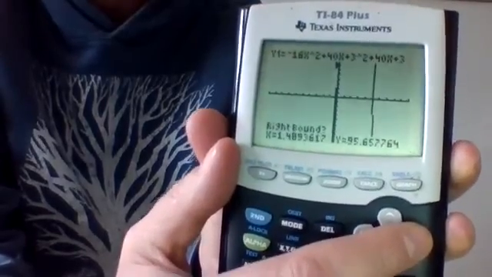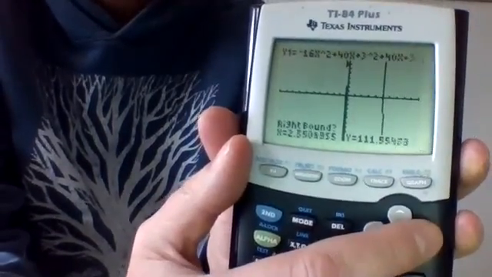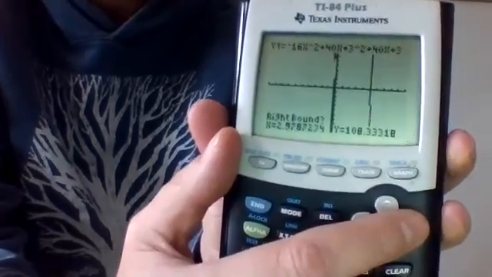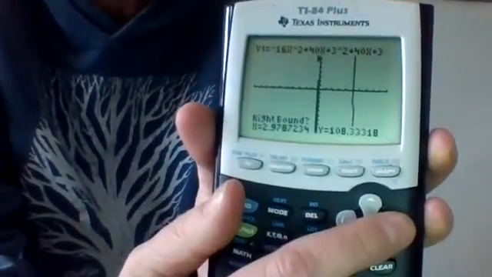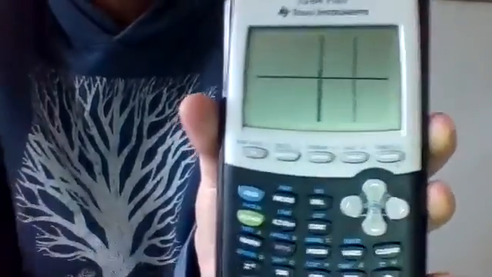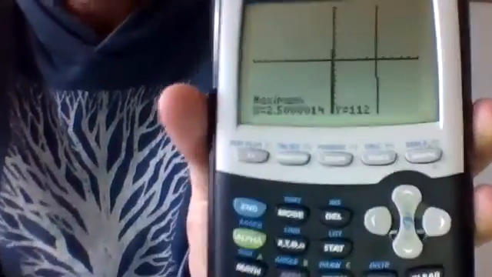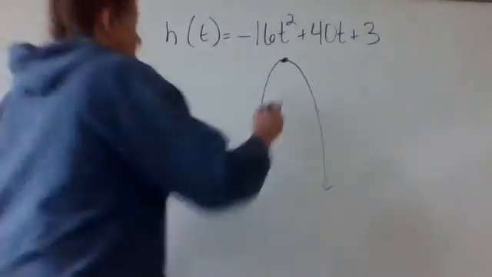So I'm still going up. 111, 111. Okay, now I'm going down. So I can keep going until I see it, but I can go ahead and hit enter because I know that I've crossed through the vertex and I'm on the right. So hit enter twice. Here's your vertex. 2.5, 115.